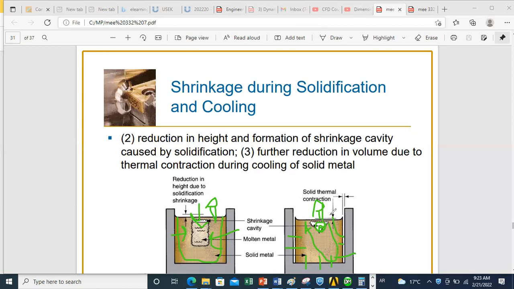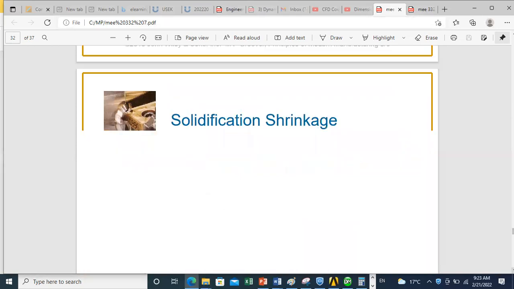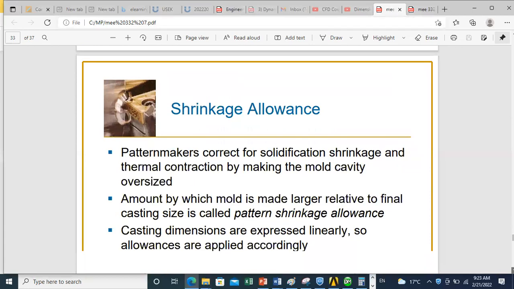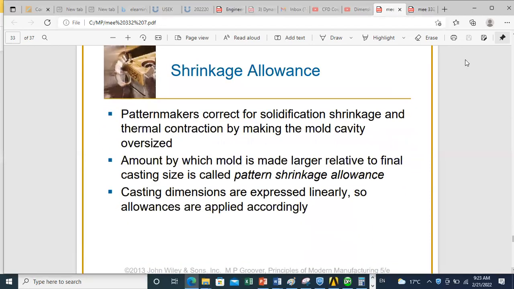Okay. Okay, Doctor. Now we'll see together what are the strategies to avoid this. Now, what are shrinkage allowances?